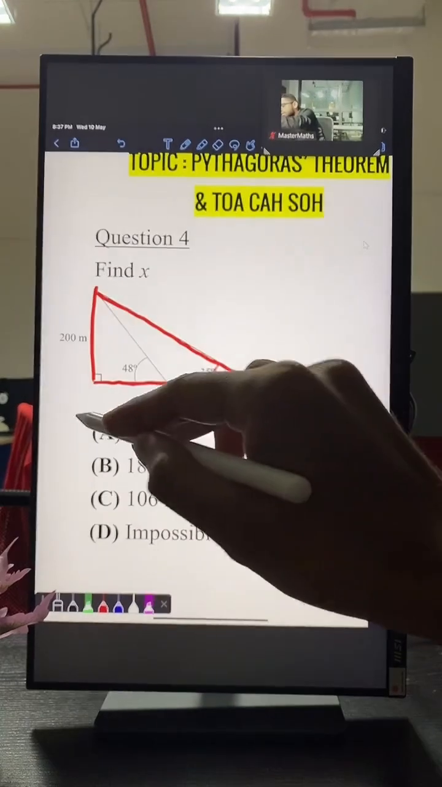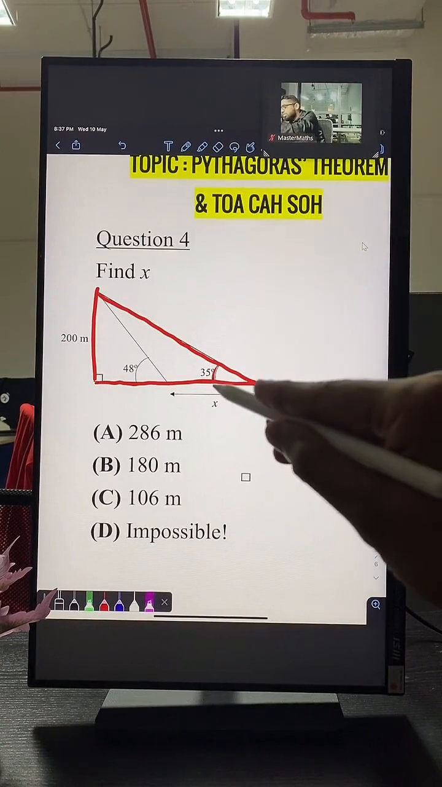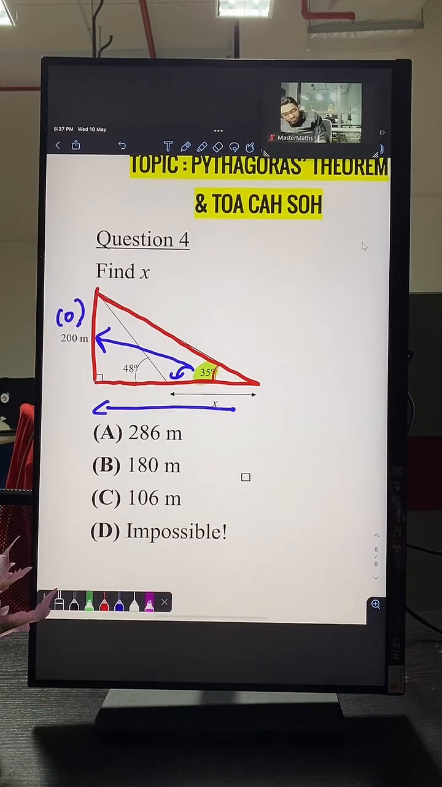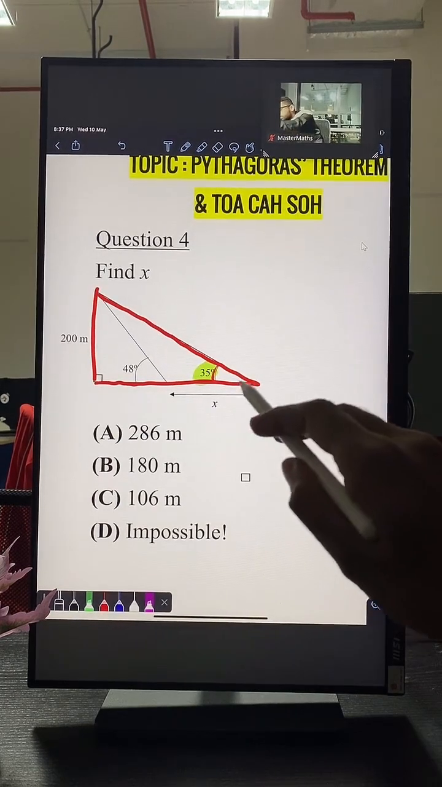With respect to the red right angle triangle, you have 35 degrees there. Let me highlight for you. We have 35 degrees here. With respect to 35 degrees, I have the opposite length, which is 200 meters. And I want to find something about the adjacent length, because X is part of the adjacent length there.